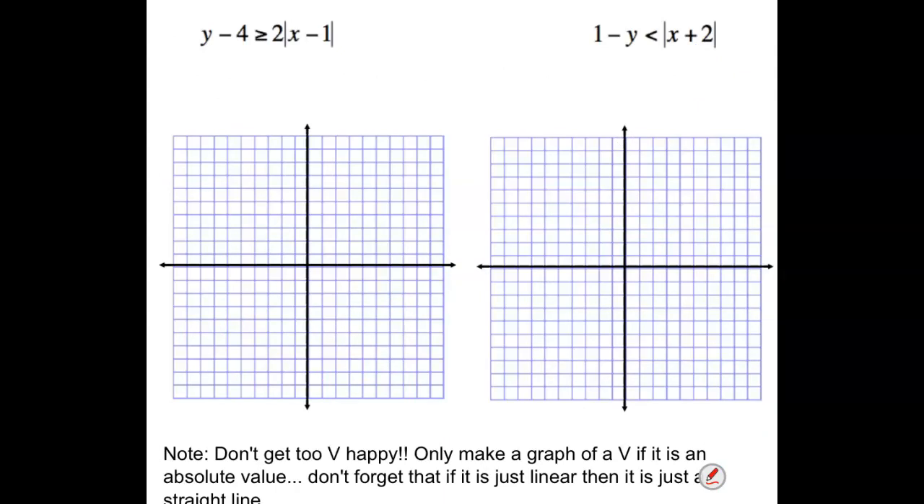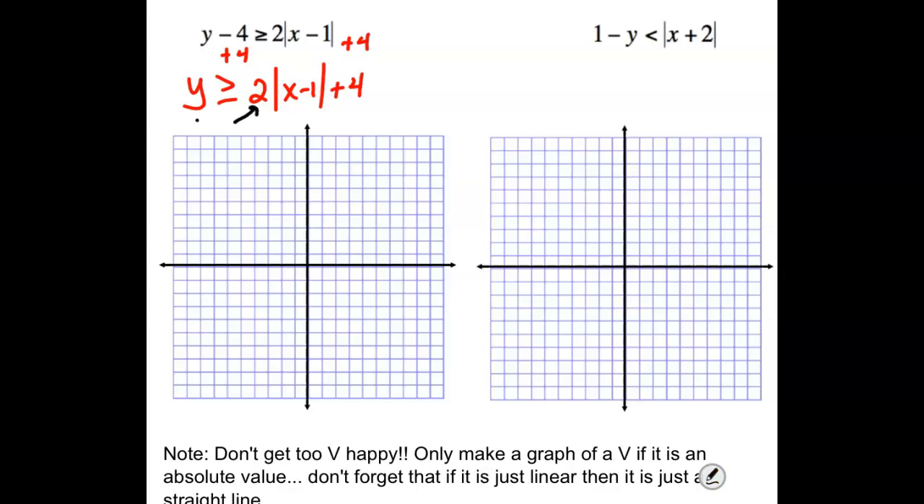All right, now on this one, there's one thing that makes it a little different from our typical transformation, and that is it's not solved for y. So let's do that first. We want to get y by itself, so we're going to add that 4 to the other side. And now it looks like our usual transformations.